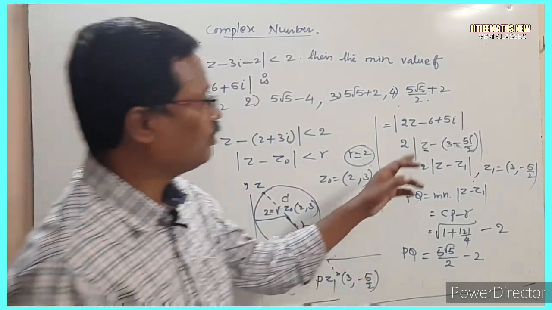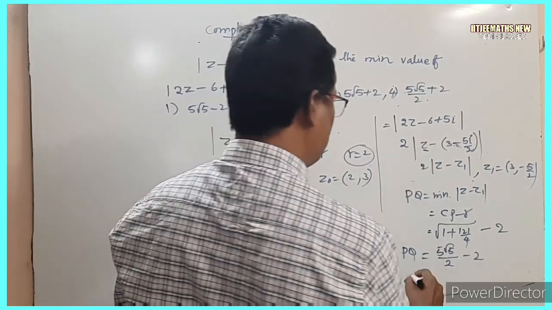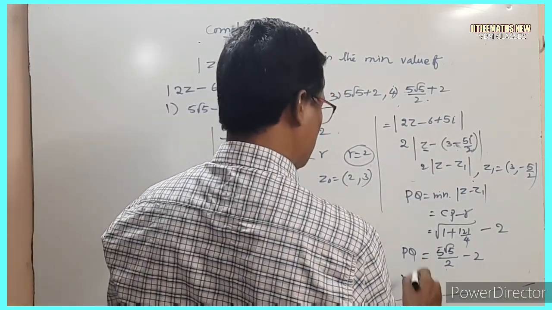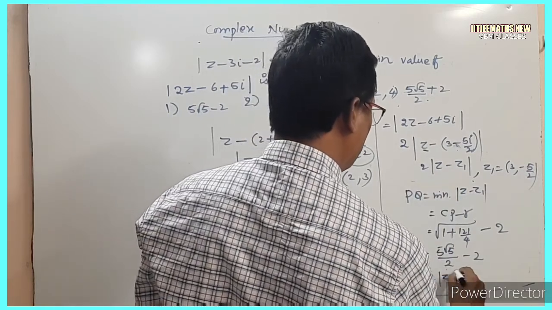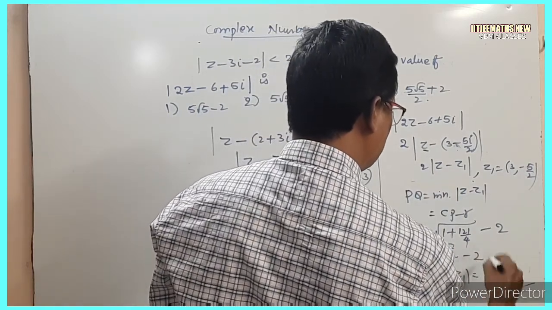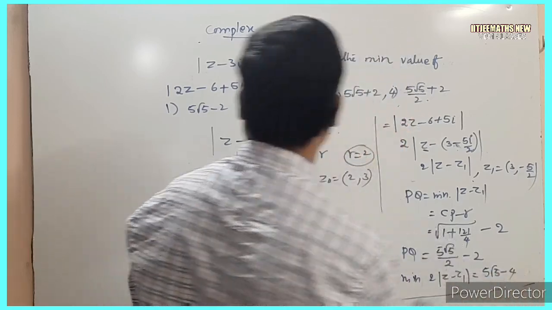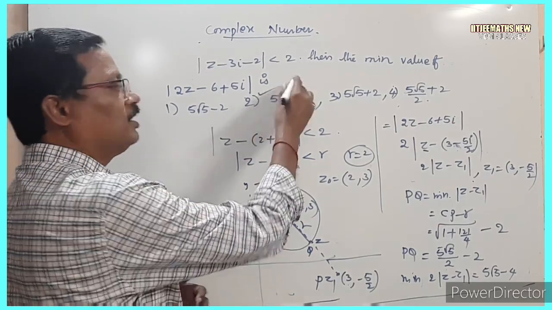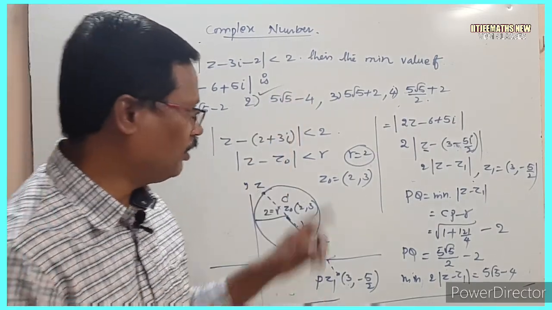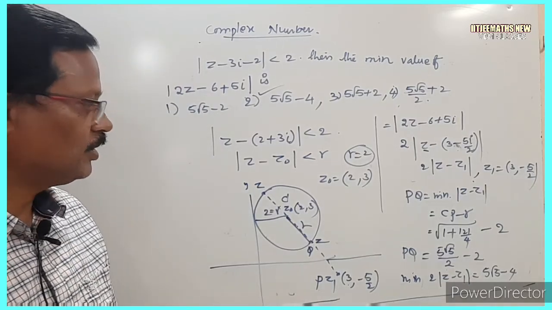But they are asking 2 times of this one. Right. Therefore, that minimum is 2 times of |Z minus Z1|, which is 2 into this, 5 root 5 minus 4. Now, where is the answer 5 root 5 minus 4? It is in the second option. Therefore, the second option is correct. Okay.